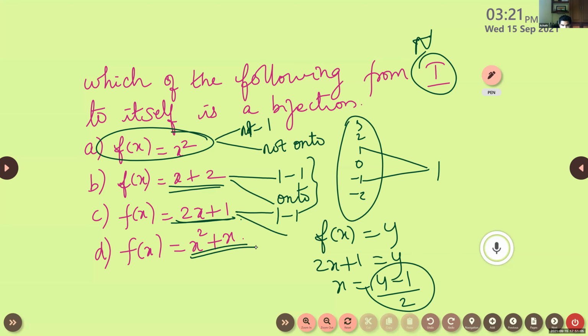Ma'am, in this question I have a doubt, ma'am. Which one? 2x plus 1. In the textbook, we are using a method where we find the value of x. So we got y minus 1 by 2. And they substitute it into f of x. When you substitute, if you get it equal to y, then they tell this one is on 2. But look at the domain and all. Based on that only you can tell. In all the cases, you can't skip. Here it is from I to I. Look at the domain and codomain.